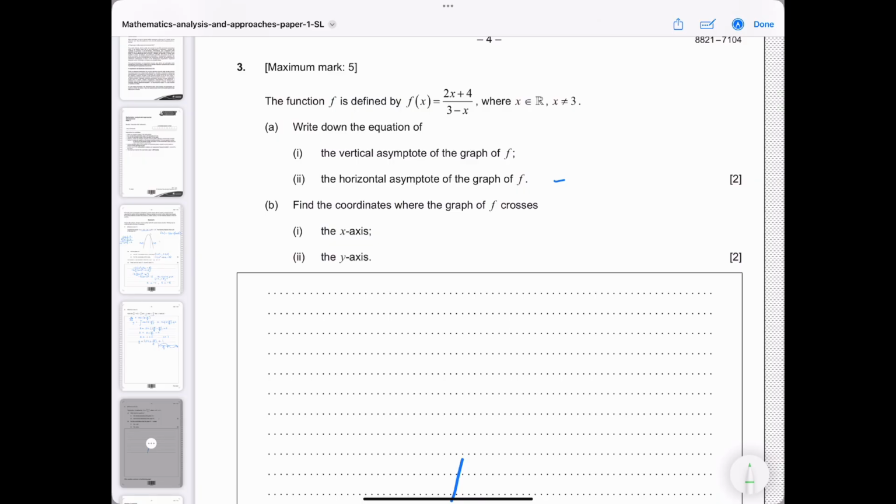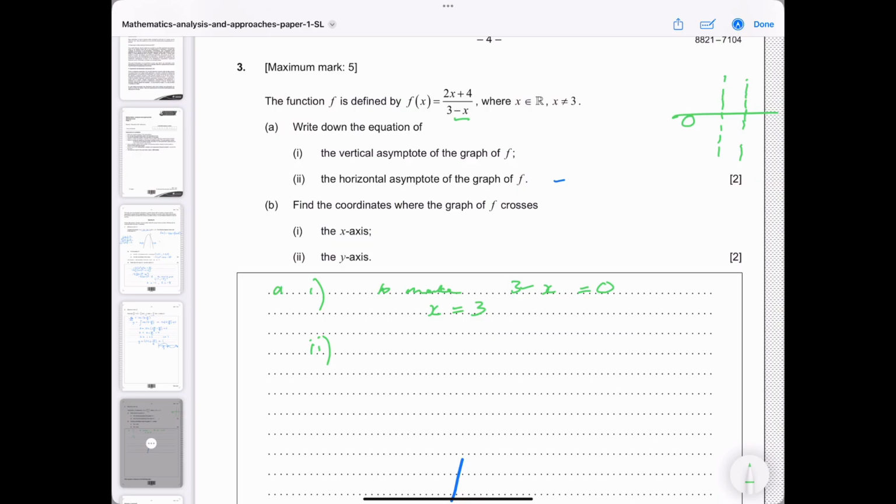So at this stage, if the bottom is 0, then we will have an asymptote because it makes it impossible to define. So in order to make the bottom 0, 3 minus x equals 0, then x has to equal 3. So our asymptote is going to be at the point where, if this is 3 on x, that's where our asymptote is.